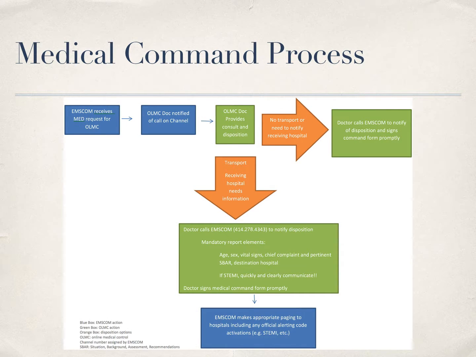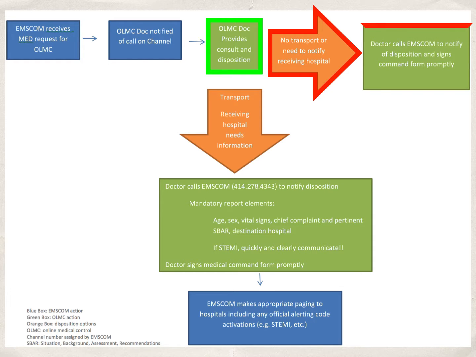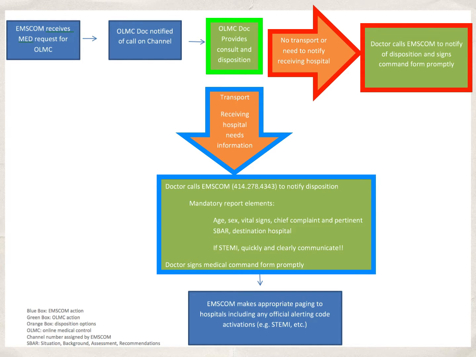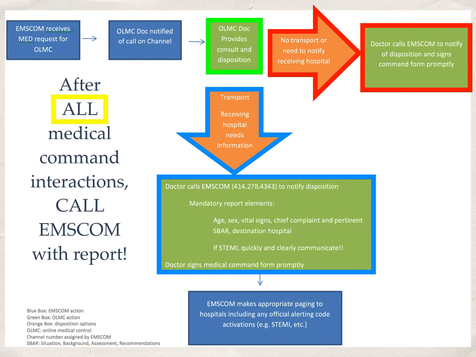Here is an outline of the medical control process. We can start at the top with the green box. Follow the pathway outlined in red to the right. If the patient does not need transport or hospital notification is not necessary, you, the medical control physician, call EMS-COM to notify of disposition. Following the pathway in blue downward, if transport is needed, the receiving hospital needs information and you will call EMS-COM and provide the disposition and elements listed. We no longer have to call the hospital directly. To summarize, in the fiery portion to your left, after all medical command interactions, call EMS-COM with report, not the hospital.